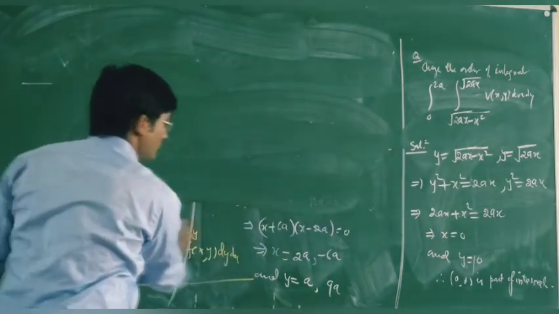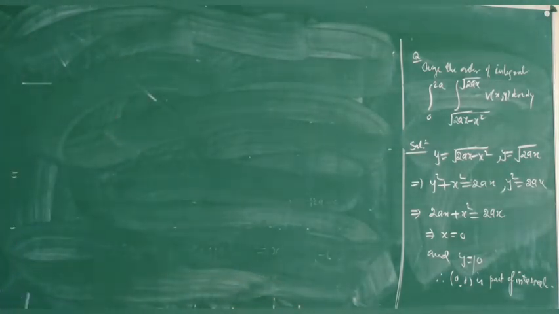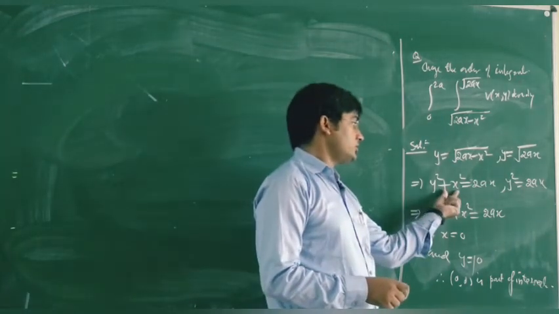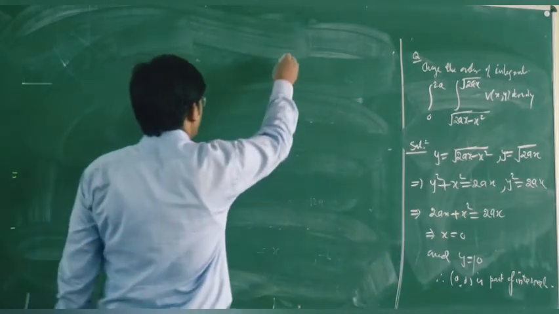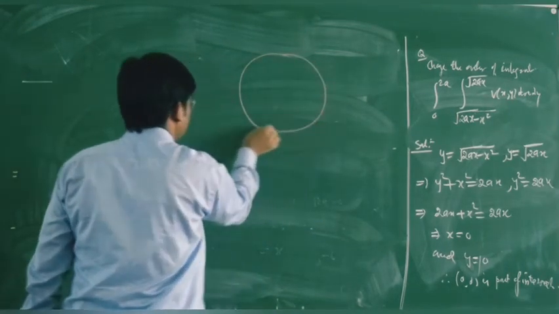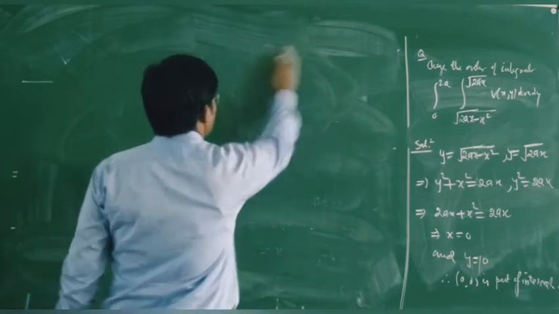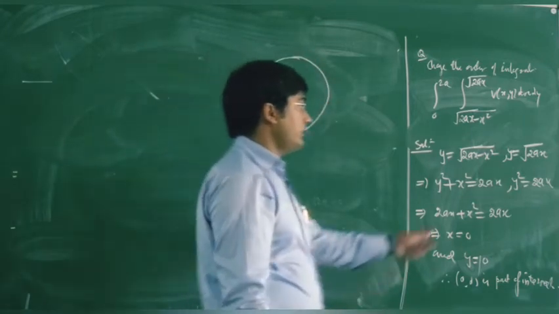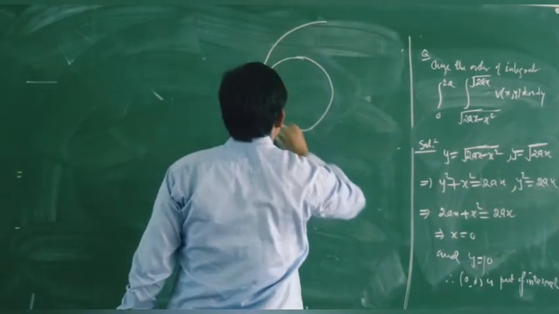Now let us draw the region of integration. So now this is your circle with the center a comma 0 and radius a. So here we have a circle and then we have a parabola, which is your right hand parabola. So this is your parabola.